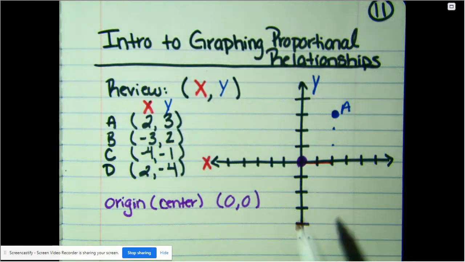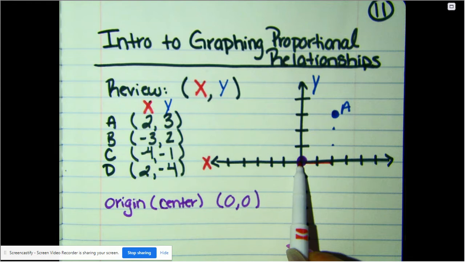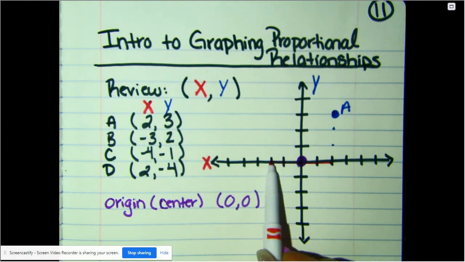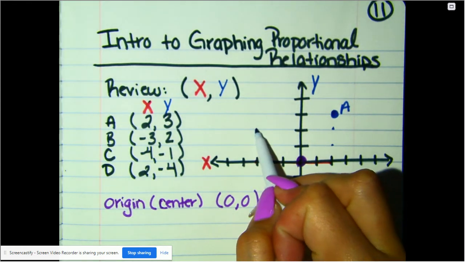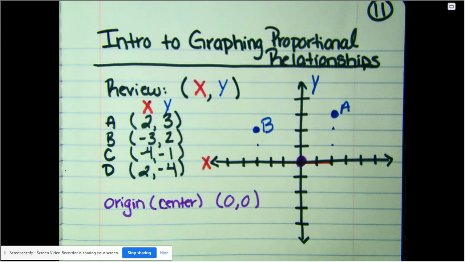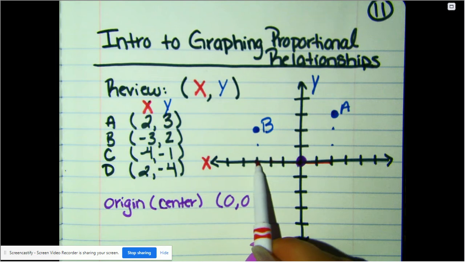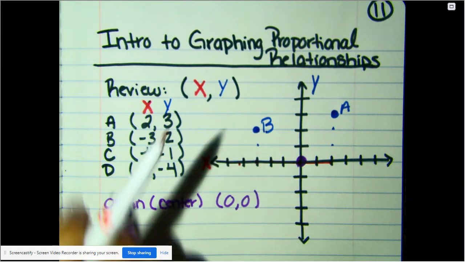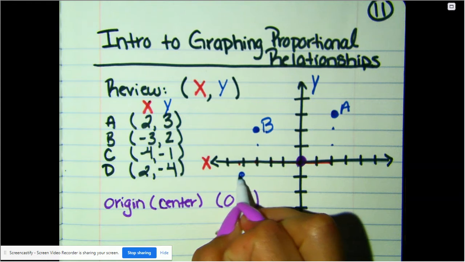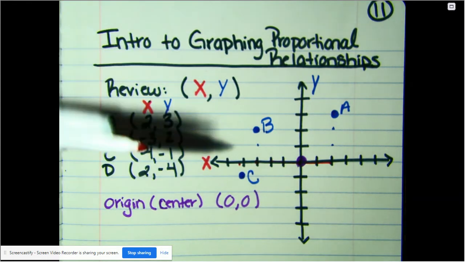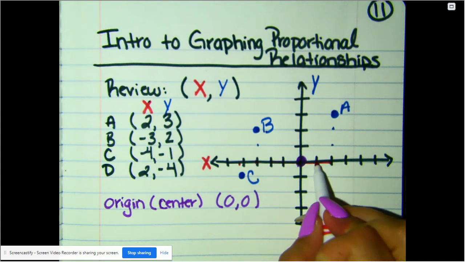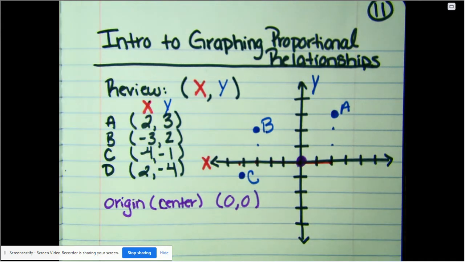Okay, let's go back to the origin for point B. We're going to go to the -3. So 1, 2, 3, and then +2. 1, 2. And that is point B. Okay, next we're going to do -4. 1, 2, 3, 4, and then down -1. And that was point C. Next, we're going to do +2, but then down -4. 1, 2, 3, 4, and that was point D.